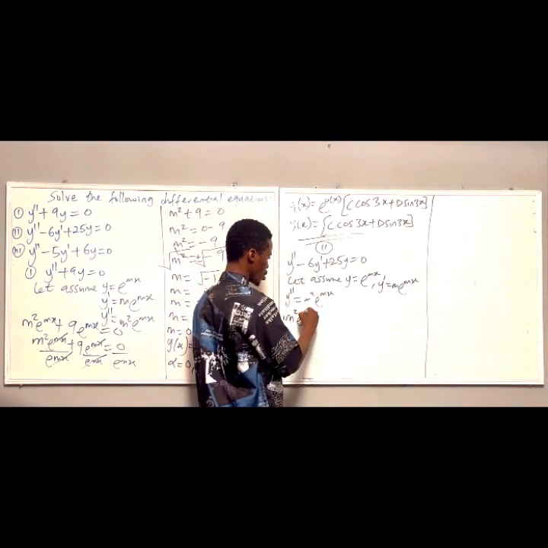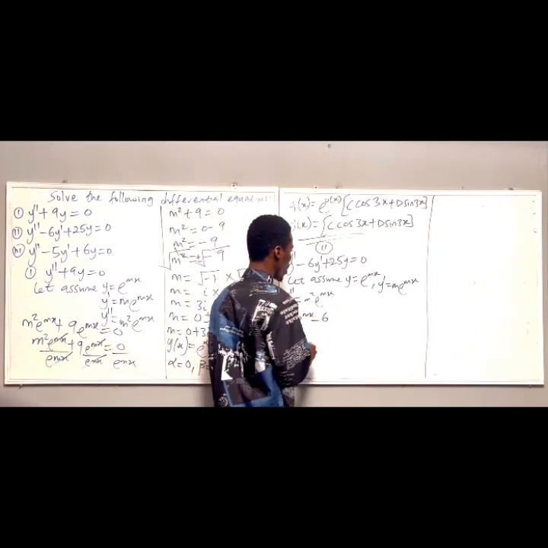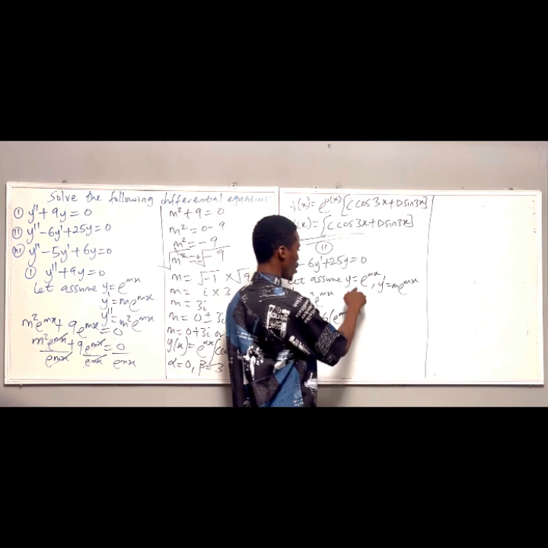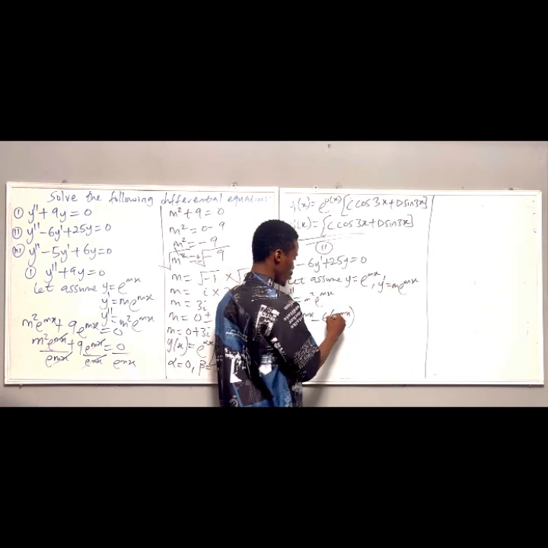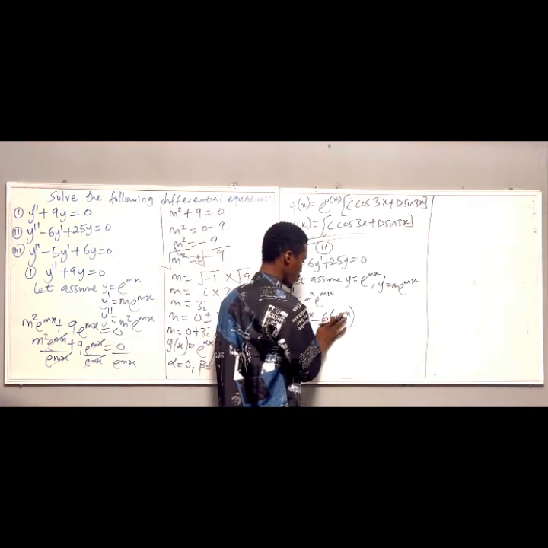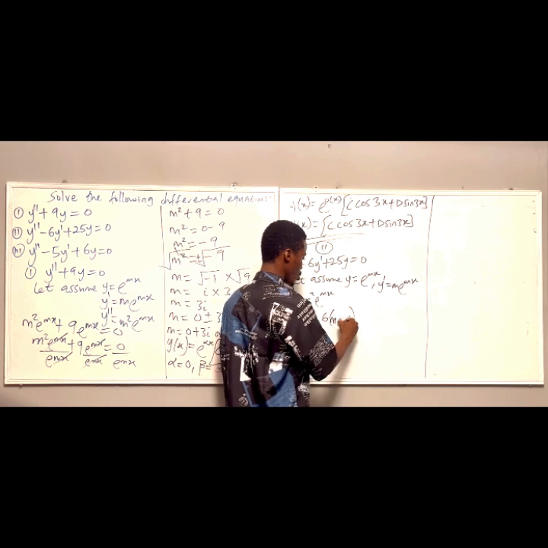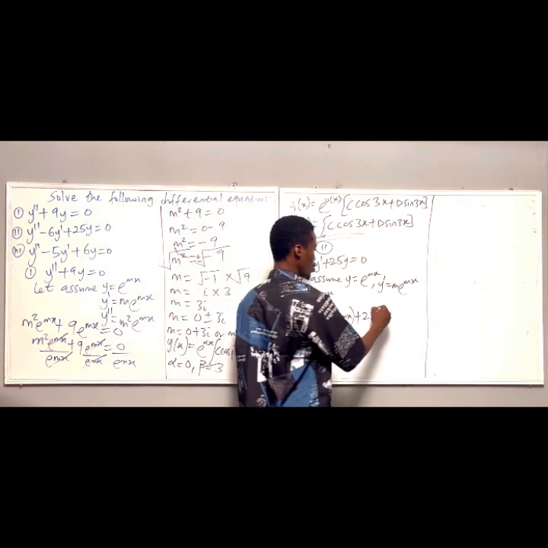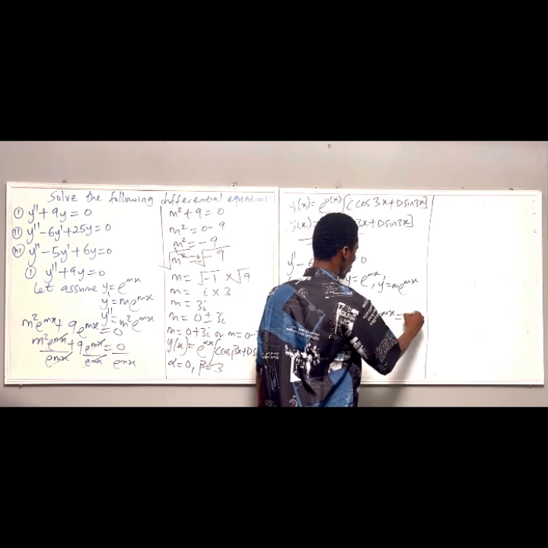m squared e^(mx) minus 6 m e^(mx)... What is my y? My y prime is m e^(mx), then plus 25. What is my y? My y is what? e^(mx) is equal to 0.